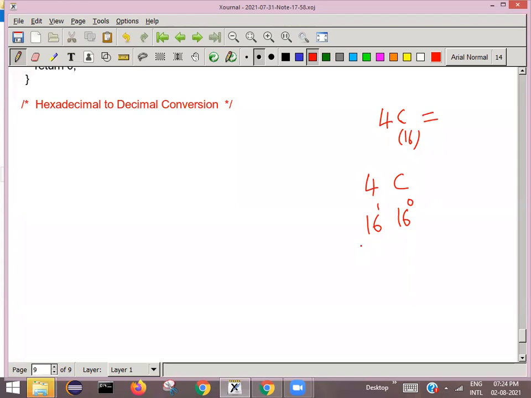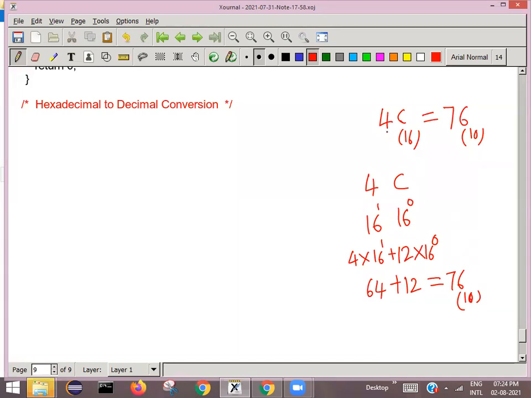So if we do this calculation, what happens? This is nothing but 4 into 16 power 1 plus C. What is the value of C here? C value is 12. So 12 into 16 power 0. 4 into 16 power 1 is 16 fours are 64. Plus 12 into 16 power 0, which is 1, so 12 ones are 12. This is nothing but 76 base 10. So 4C in hexadecimal, its equivalent decimal number is 76.